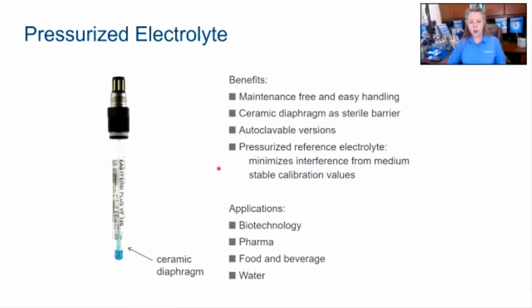In the pressurized category, our EasyFirm probes are one example. These are great probes. They have a ceramic diaphragm. You have a thickened viscous electrolyte. They're maintenance free. You have a sterile barrier with the ceramic junction. They're autoclavable. They can do SIP and CIP, clean in place, steam in place. And they're really heavily used in biotech, pharma, food, and beverage.